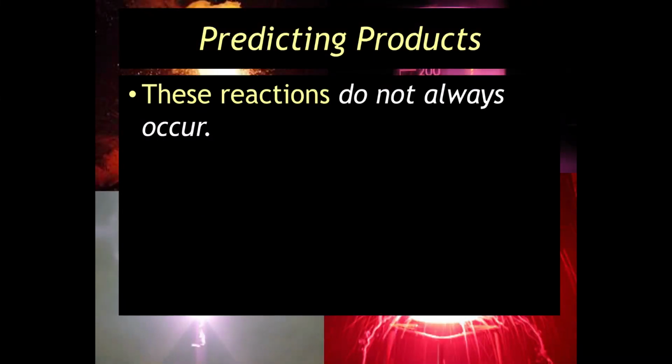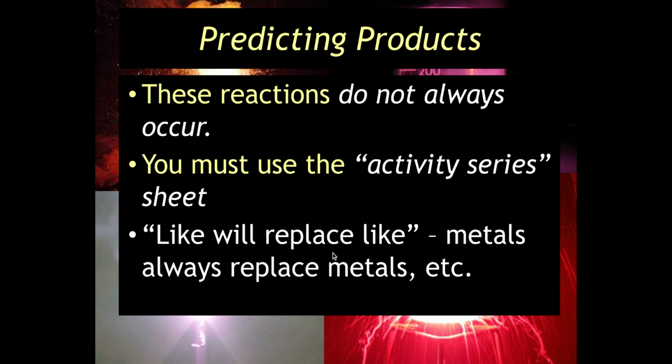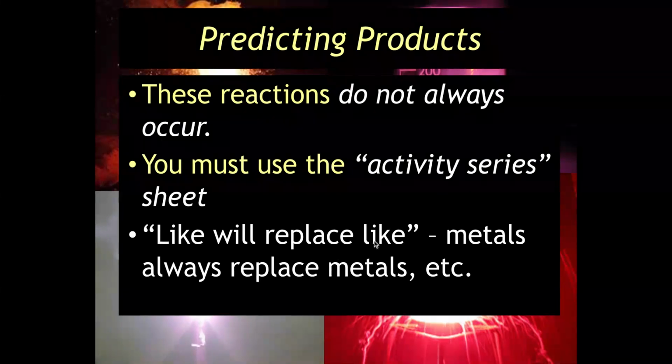Okay, now when you're predicting products for a single replacement reaction, these reactions don't always occur. So in order to figure out if the reaction occurs, you have to use what we call the activity series sheet. The key to keep in mind when you're looking at that activity series sheet is this phrase: like will replace like, metals replace metals, nonmetals replace nonmetals. Okay, so here's some examples. I think this will help the most.